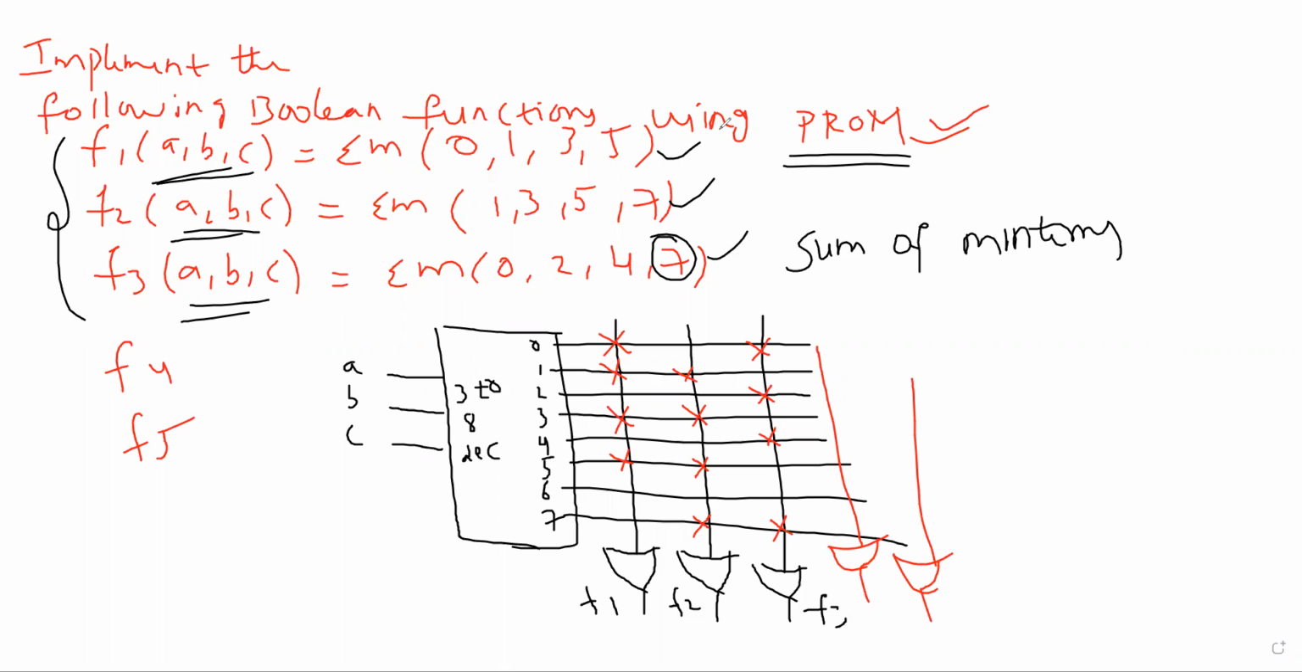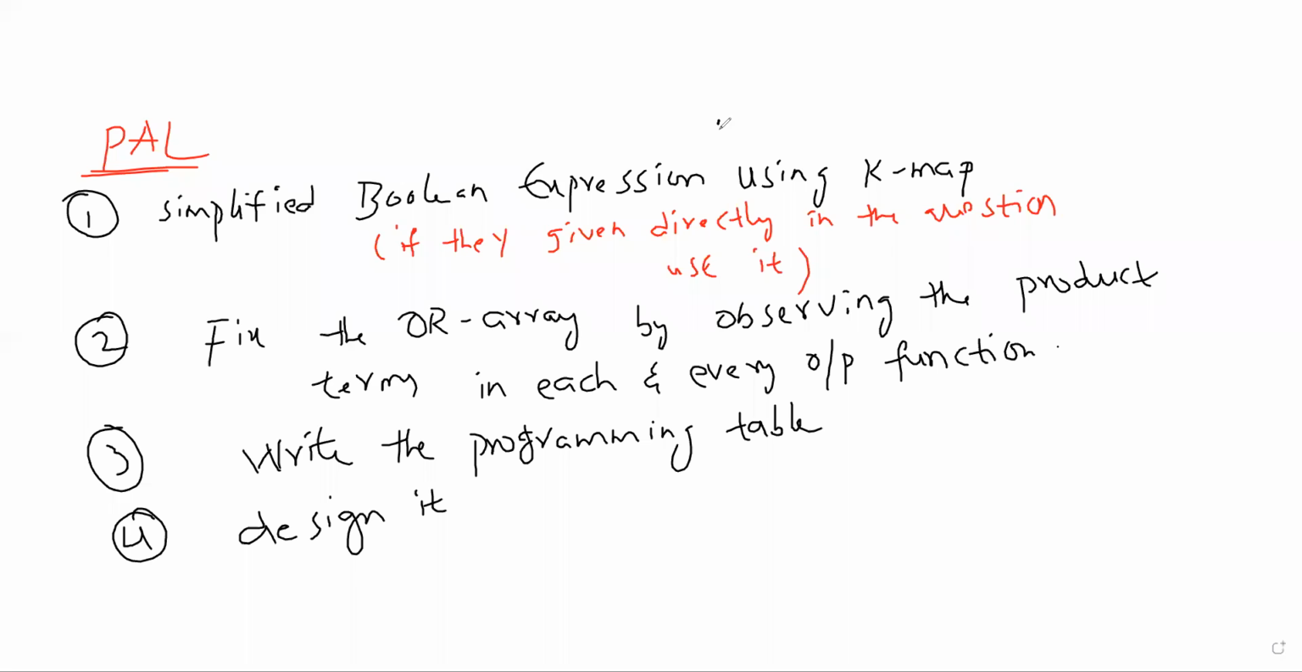Now next we will see one more programmable logic device, that is PAL. Is it clear? Now let us come back. We are going to see programmable array logic. In this programmable array logic, the first step is you have to obtain the simplified Boolean expression using Karnaugh map. If they have given it directly in the question, use it. It is not necessary to do the K-map if they have given it directly in the question.